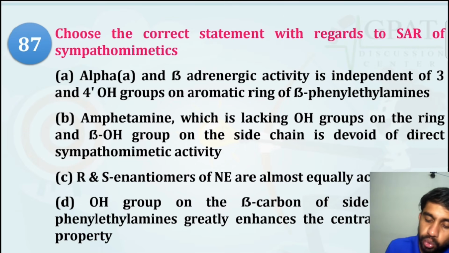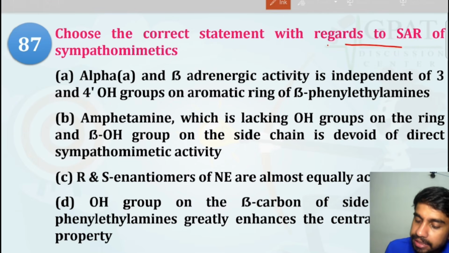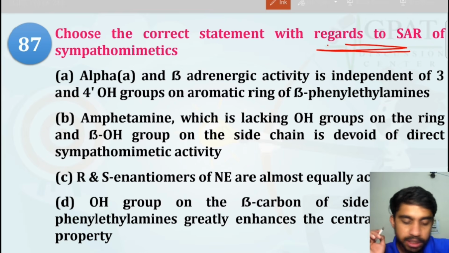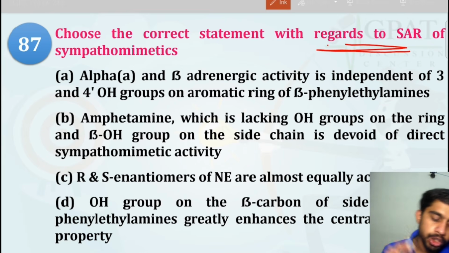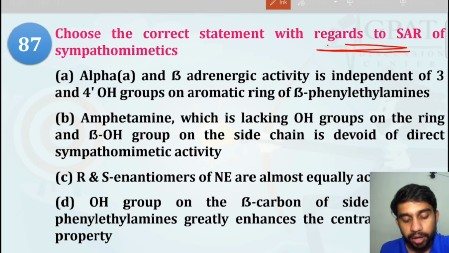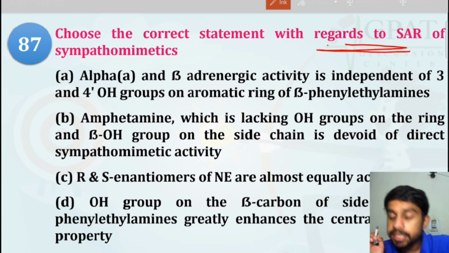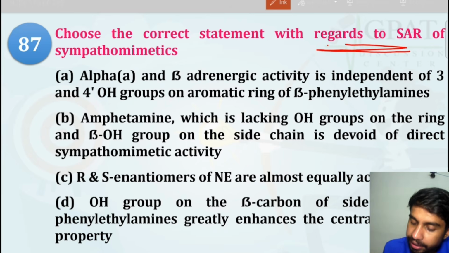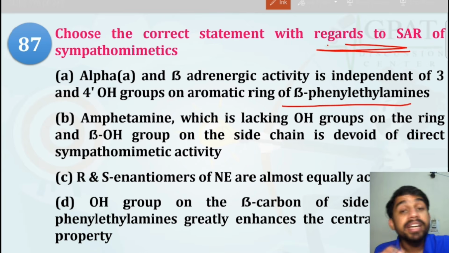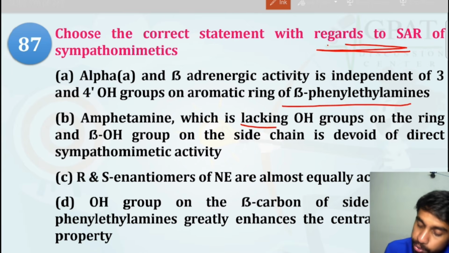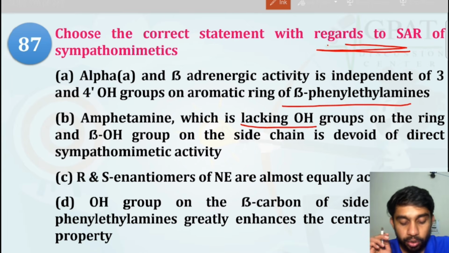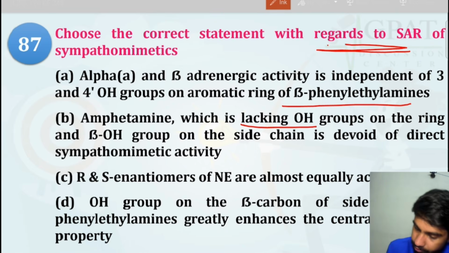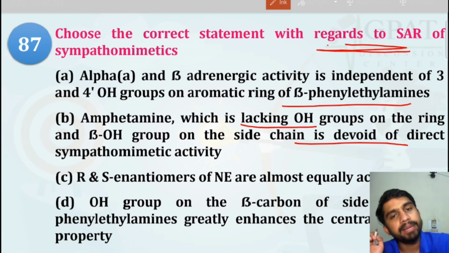Next question. Choose the correct statement with regard to the SAR, that is structural activity relationship, of sympathomimetics. The first option says that alpha and beta adrenergic activity is independent of the 3 and 4 OH groups of the aromatic ring of beta phenylethylamine. Next, it says that amphetamine, which lacks OH groups on the ring and a beta hydroxy group on the side chain, is devoid of direct sympathomimetic activity.